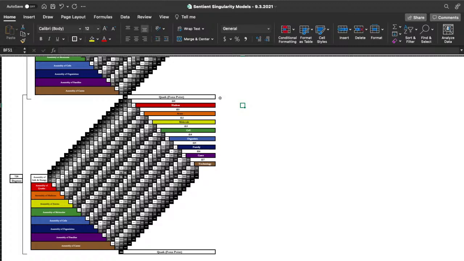There's going to be one more. According to the pattern in Sentient Singularity Theory, it's trialic, so there will be one more.